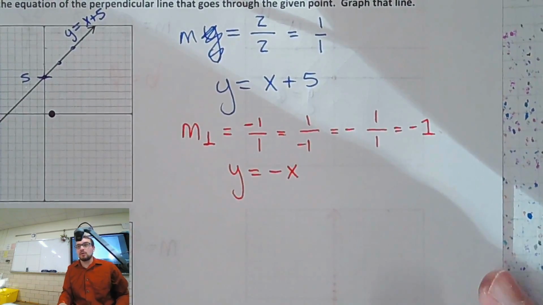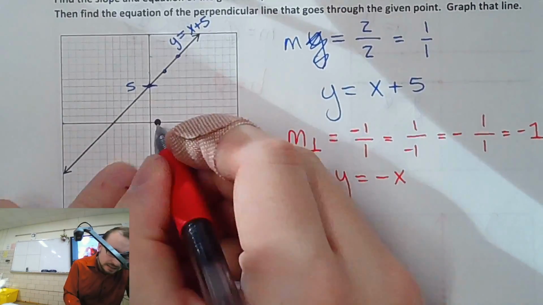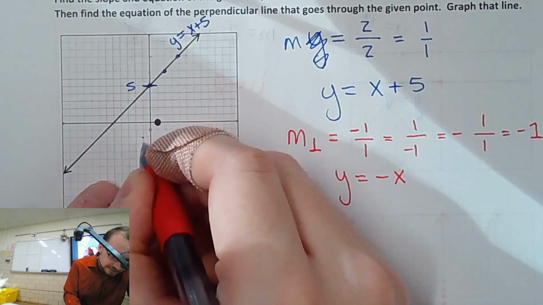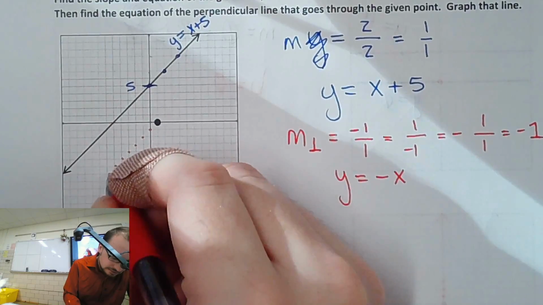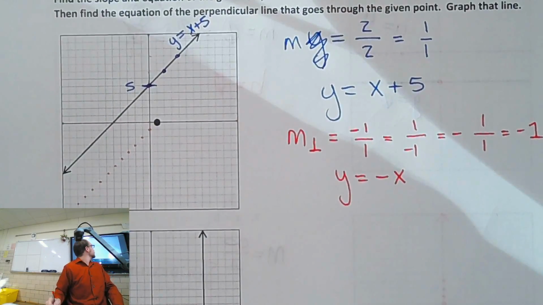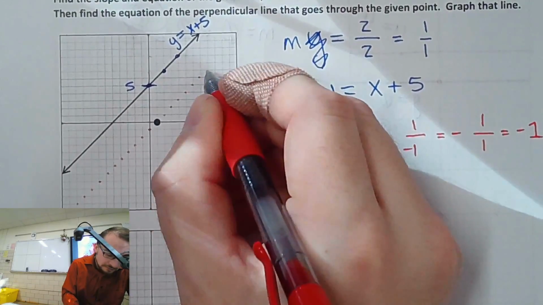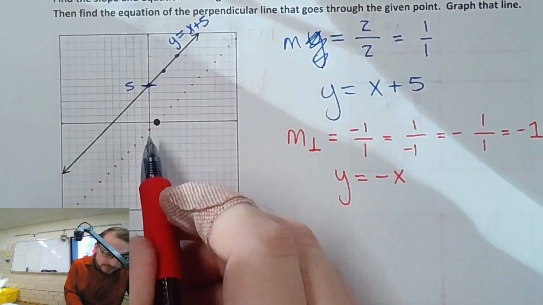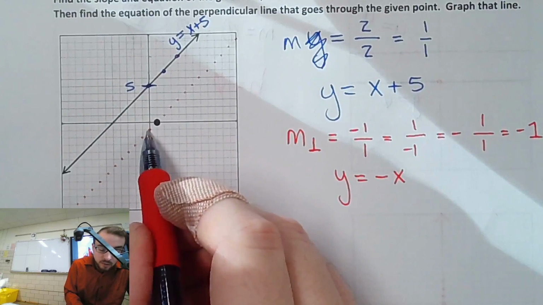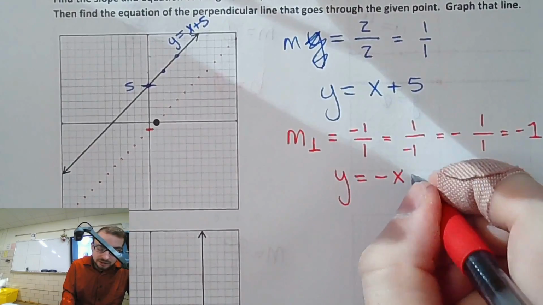Now we need to figure out what the y-intercept is going to be. Down 1 over 1 is our slope. Here's our point. Down 1 over 1 gets us this. So there's our line. What's our y-intercept? Not 1, but negative 1. It hits the y-axis at negative 1. Do you see it? So the equation is going to be this.